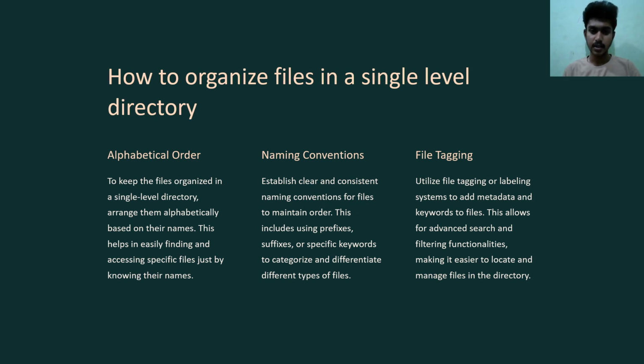Secondly, naming conventions. Establish clear and consistent naming conventions for files to maintain order. This includes using prefixes, suffixes, or specific keywords to categorize and differentiate different types of files. File tagging. Utilize the tagging or labeling systems to add metadata and keywords to the files. This allows for advanced search and filtering functionalities, making it easier to locate and manage files in the directory.